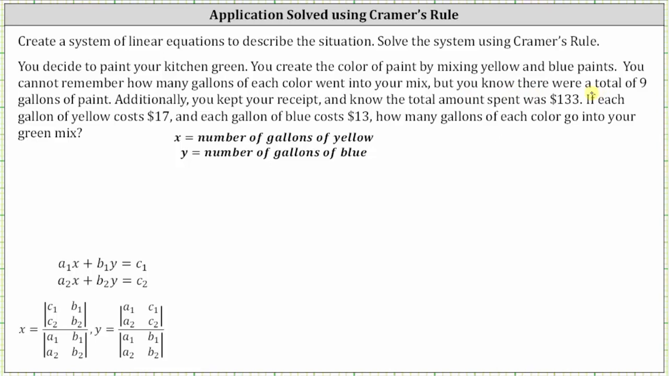Additionally, you kept your receipt and know the total amount spent was $133. If each gallon of yellow paint cost $17 and each gallon of blue cost $13, how many gallons of each color go into your green mix? Let's begin by letting x equal the number of gallons of yellow and y equal the number of gallons of blue. Because you know there were a total of 9 gallons of paint, x plus y must equal 9.